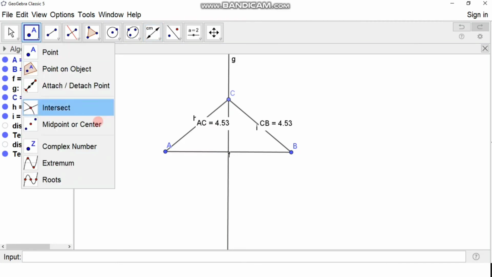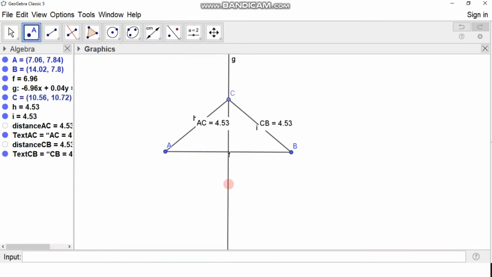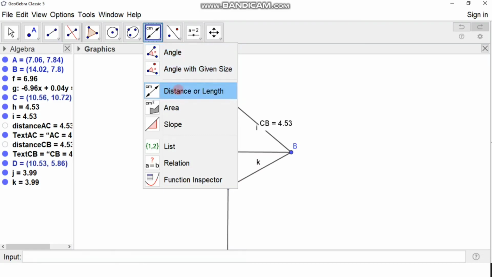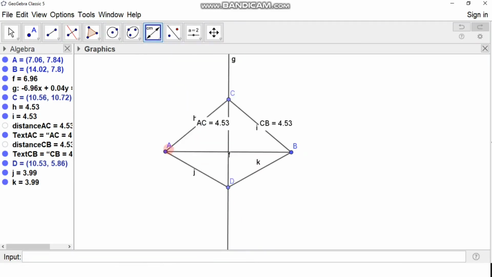So again, choose the point icon. Then below the segment, we'll take now another point D. Again, we'll join segment AD and segment BD. Now here also we have to check whether point D is equidistant from point A and B or not. So to measure the distance, we have here again the distance or length icon. Then click on point A and on D, we get distance AD as 3.99. In the same way, click on point B and on point D, we get distance BD as 3.99.